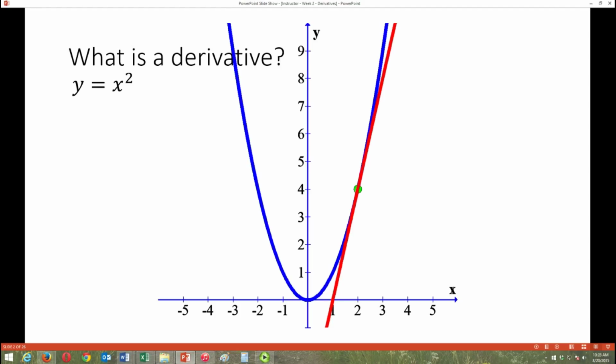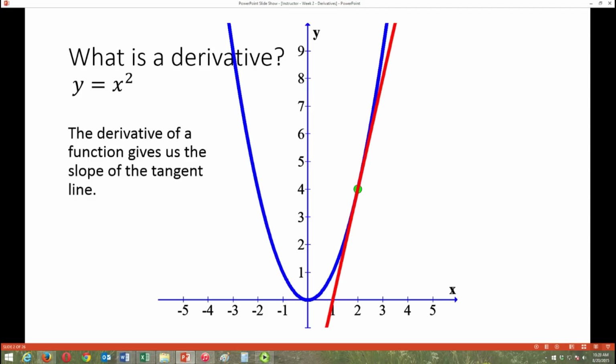We know from our previous studies about slope in lines that a line has a constant slope. The derivative of a function gives us the slope of the tangent line. In this case, the derivative is denoted y prime.